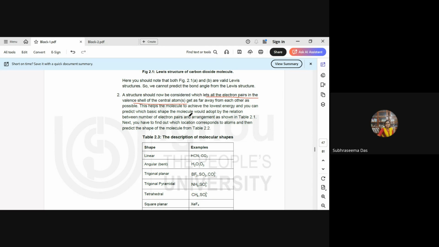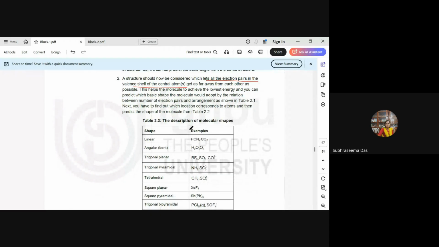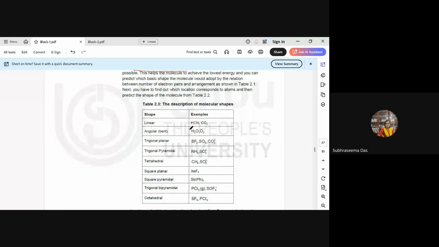Then we will look into the basic relation between the number of electron pairs and the arrangement of the molecules that we have studied before. So if the shapes are given, we have to find out which location corresponds to the atoms, and then we will predict the shape of the molecule.